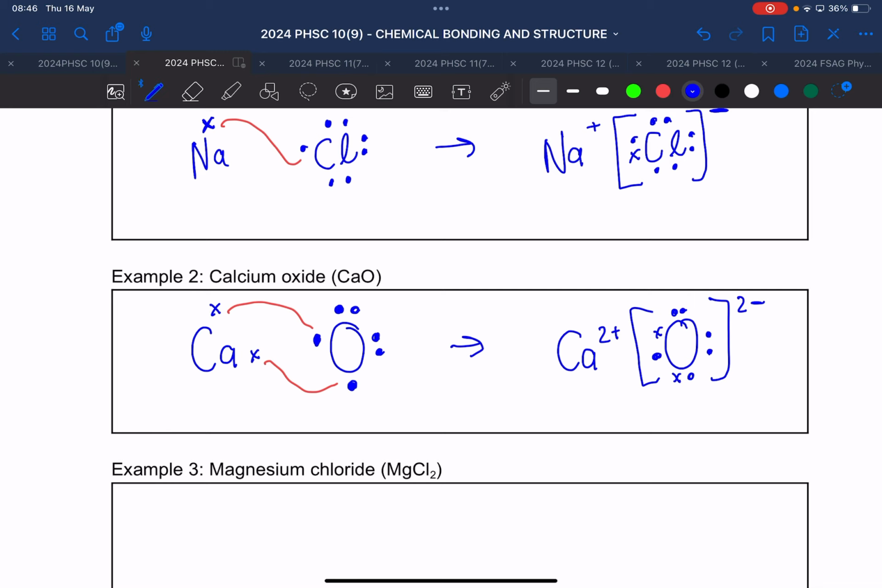Okay, but that you will learn later. So for the first 3 periods, up until element number 20, you can use the rule where you minus the previous noble gas's atomic number. But for anything below that, so we'll have an example with bromine and iodine, we look at the group number.